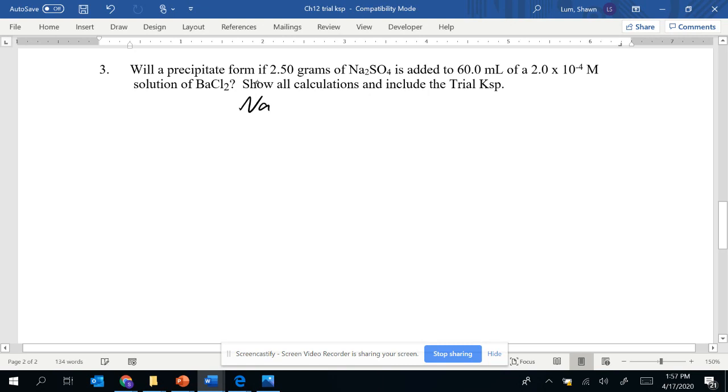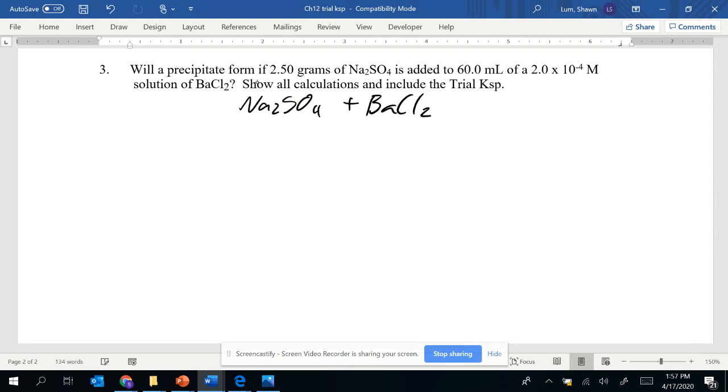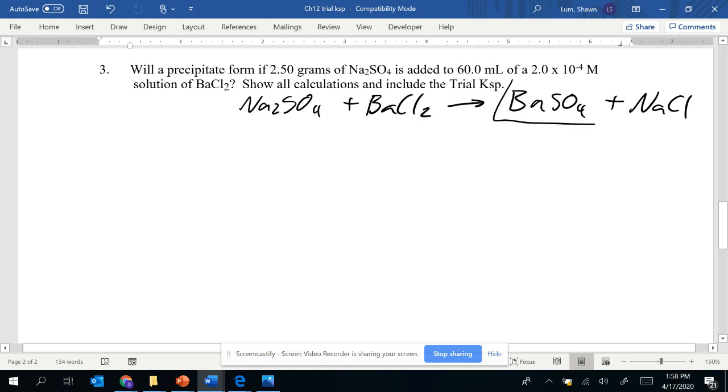So we have Na2SO4 plus BaCl2. That's going to be a double replacement reaction. So that's going to be BaSO4 plus NaCl. So this right here is our precipitate.